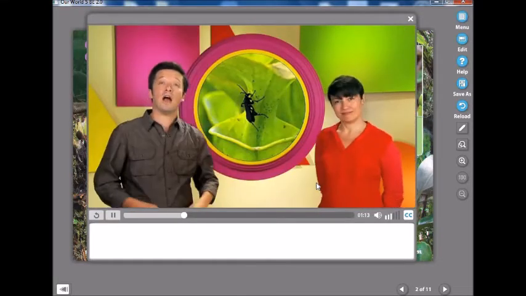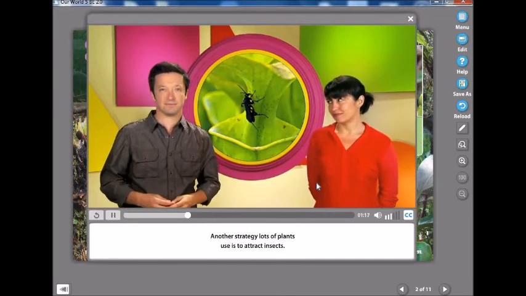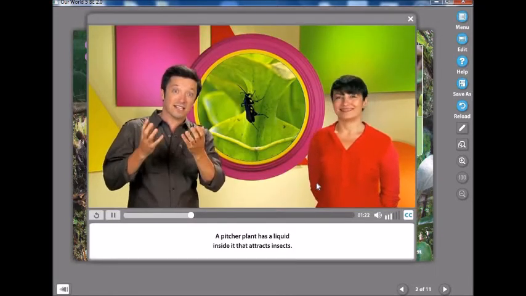Poor ant. Another strategy lots of plants use is to attract insects. Oh my. A pitcher plant has a liquid inside it that attracts insects.